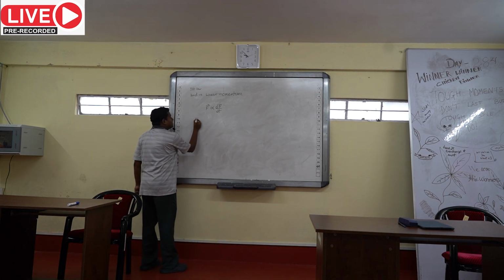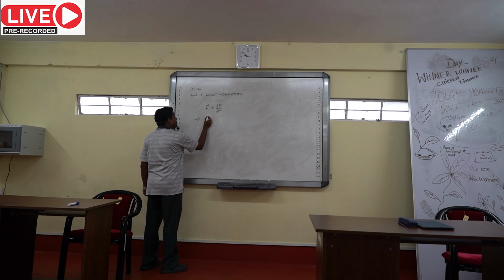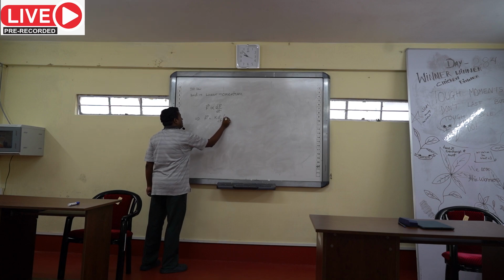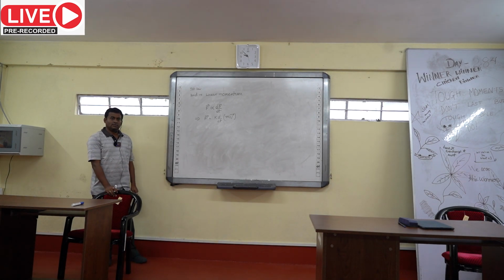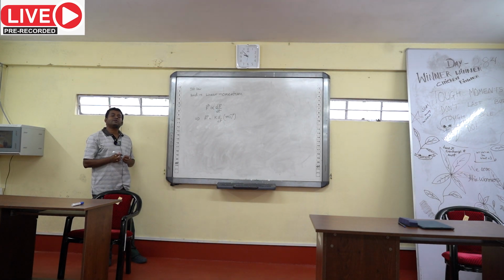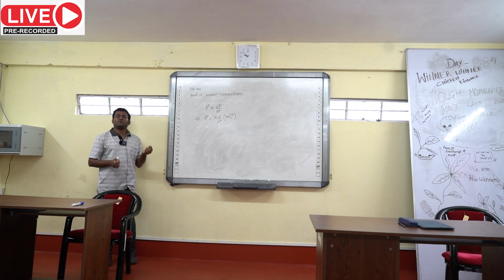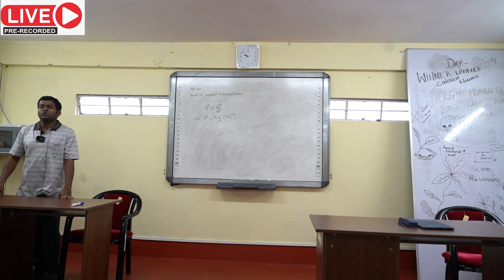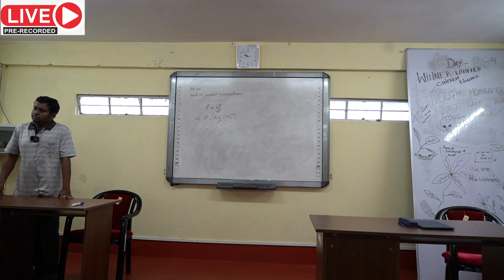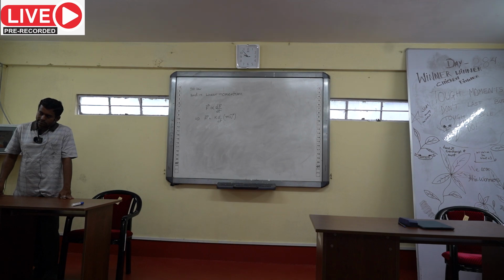Now we can write from here F equal to some constant K times d/dt of m into v, mass into velocity. Okay. Now, if you define the unit of force, that is, if a force of 1 Newton acts on a body of mass 1 kg, it produces an acceleration of 1 meter per second squared, then K will be 1.